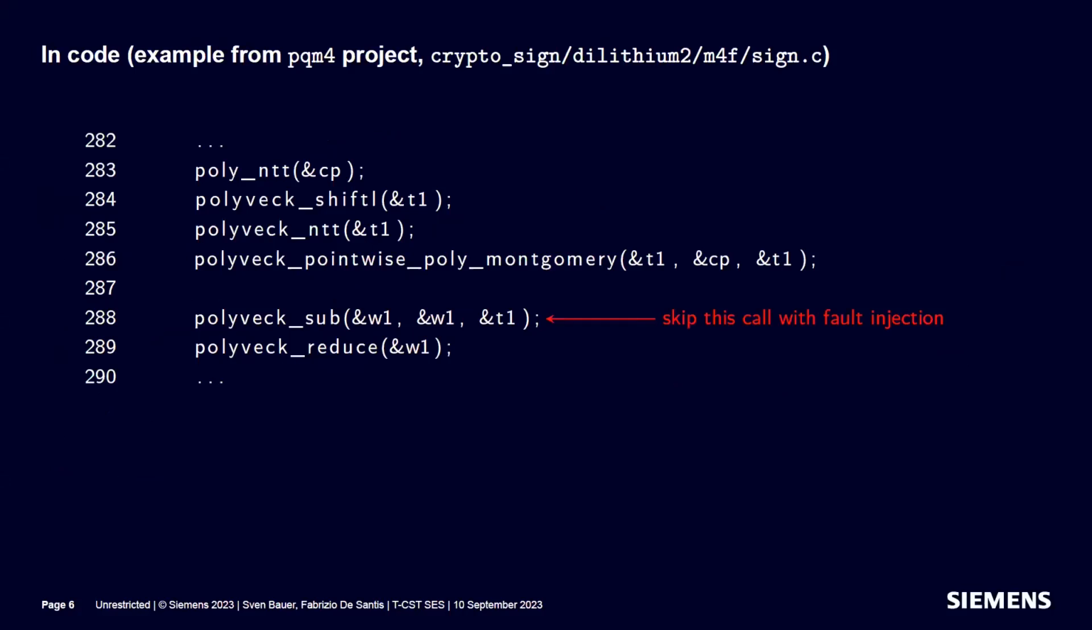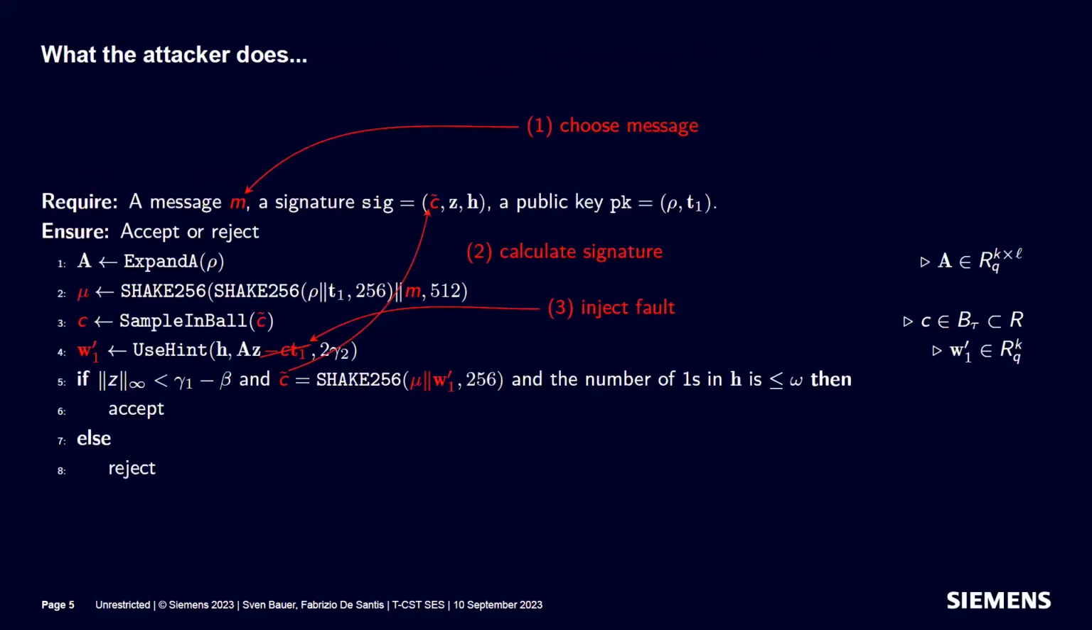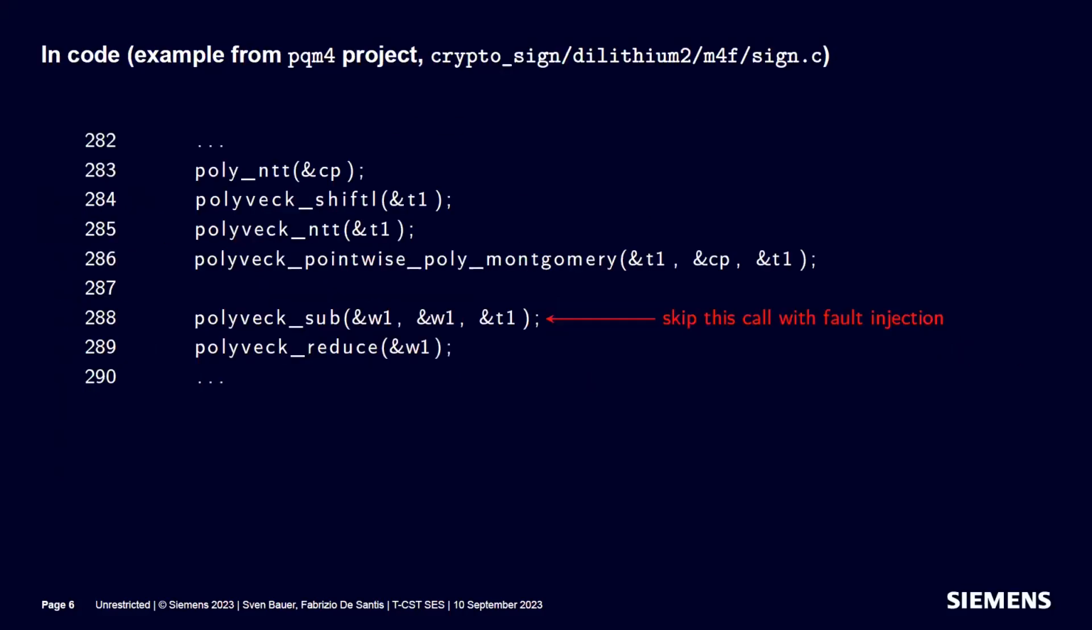Okay, that was just the specification. Obviously, you can't inject a fault into a specification. You inject a fault into real code on a real device. So what does this look like in code? Just as a representative sample, we've taken the PQM4 implementation. There's nothing special about PQM4. This is not a PQM4 attack, if you like. We just needed some representative code sample. Can I go back? Let's try this. So what we want to skip is a subtraction here. And pulling back sub, this is exactly the subtraction we had on the previous slide.